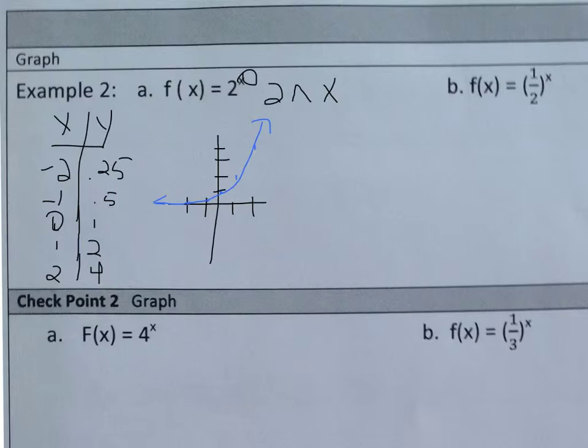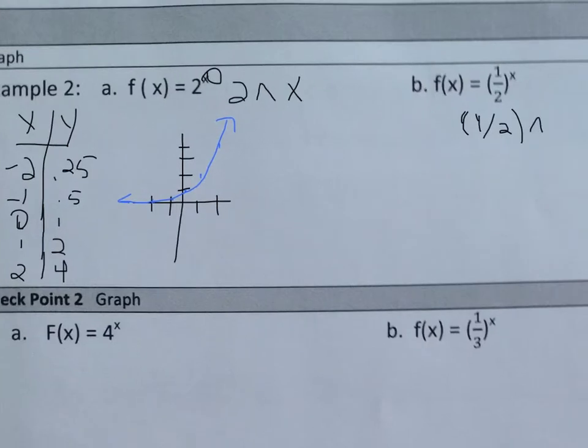So let's look at B and see what happens when we have a fraction raised to an x. If we were punching this in the calculator, we would be using parentheses, 1 divided by 2, and caret, to the x. So that would be how we'd punch it into the calculator.